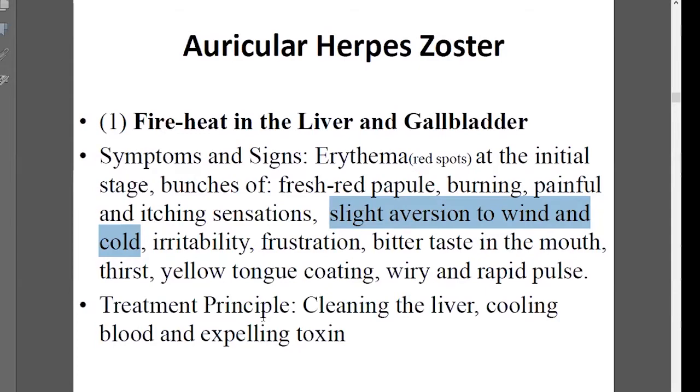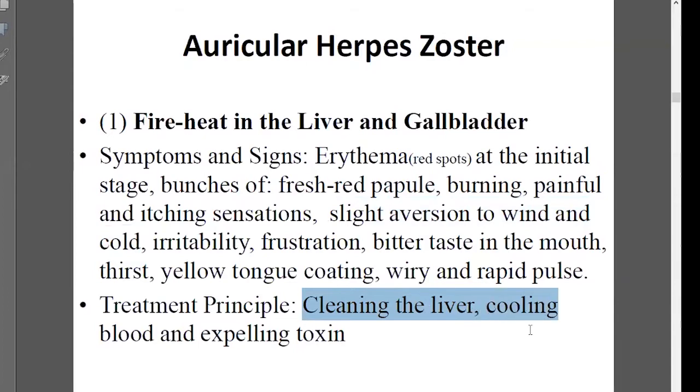So for this pattern, our treatment principle will be similar to how we treat internal medicine illness. We say the same pattern we treat the same way, even if their illness is different. The same illness we treat a different way because their pattern is different. That's our TCM. So for liver and gallbladder heat, our treatment principle is soothing the liver, clearing heat. You can use different ways to say it.